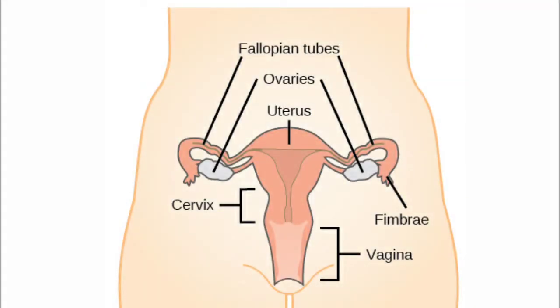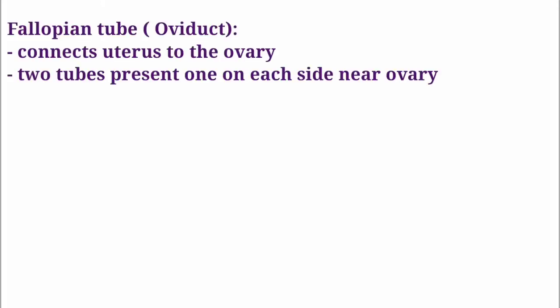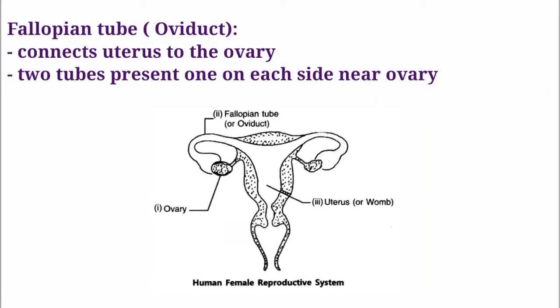Okay, so it can accommodate a growing fetus and can push the baby during the childbirth. The next one is the fallopian tube, which is also known as the oviduct. It connects the uterus to the ovary. Now, the oviduct is a passage that connects the uterus as well as the ovary.